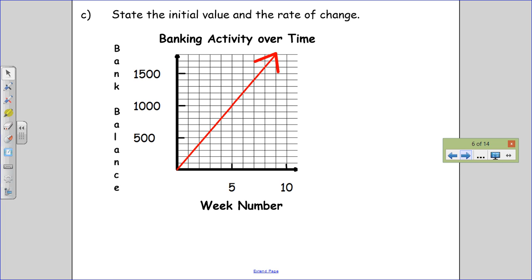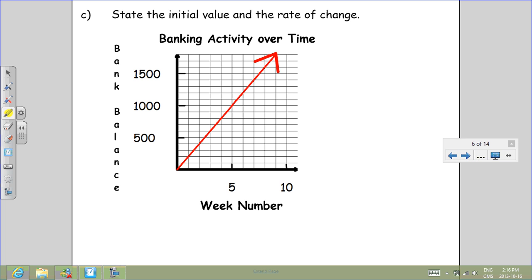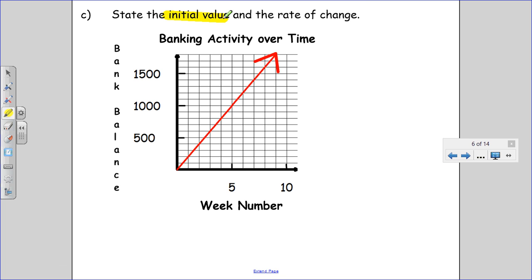State the initial value and the rate of change. So what am I looking for? State the initial value, that's what I'm looking for, and the rate of change. If I look, the initial value is what we start with. That's right here on the graph. So I'm starting with nothing.